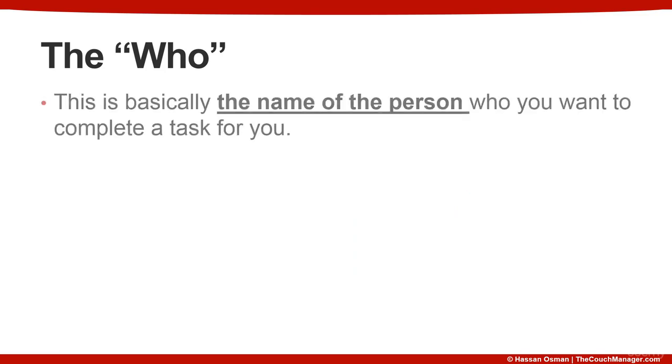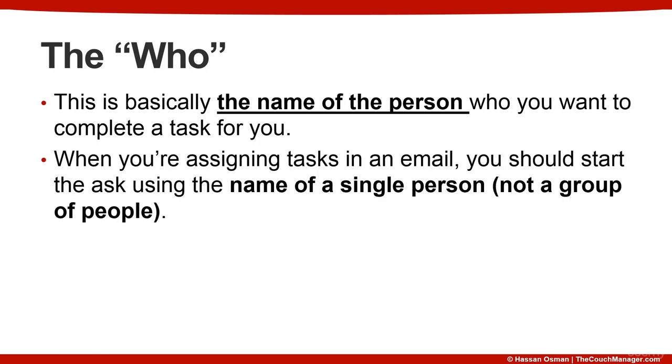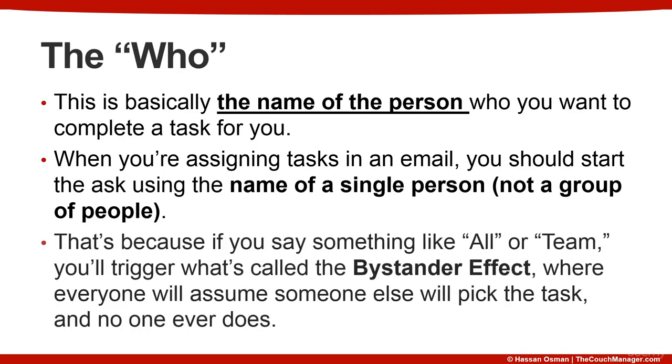So let's start with the first W, and that's the who. And this is basically the name of the person who you want to complete a task for you. And when you're assigning tasks in an email, you should start the ask using the name of a single person and not a group of people. And that's because if you say something like all or team, which is how sometimes emails start, you'll trigger what's called the bystander effect. And that's a phenomenon where everyone will assume someone else will pick up the task, yet no one ever does.